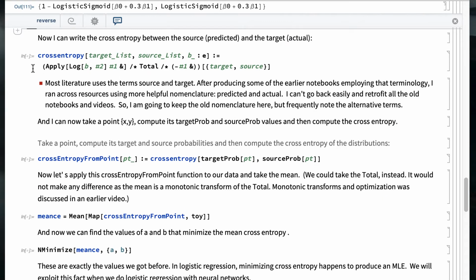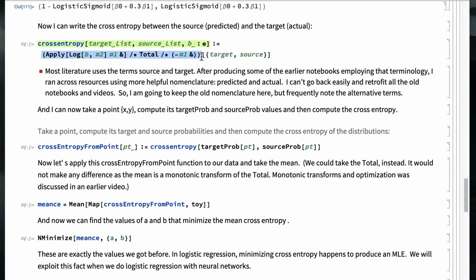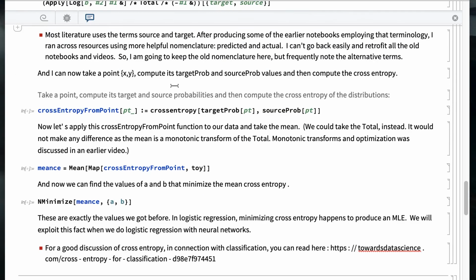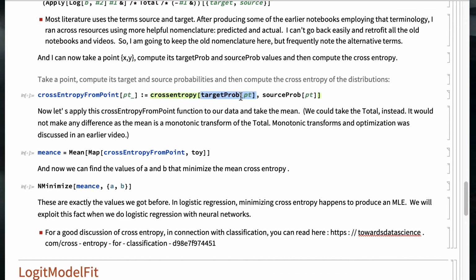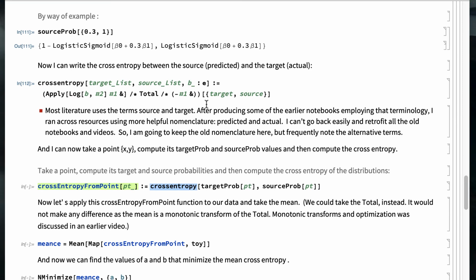This is our old cross-entropy formula or pipeline that we saw way back in the cross-entropy episode, and we're going to be applying that to the target and the source. Okay, so there we go. And then all we want to do is combine these two things, and we'll have a point, and we're going to compute the target probability of the point and the source probability of the point. These are going to give us our two little probability vectors, and then we'll use the cross-entropy function defined up here to compute the cross-entropy.